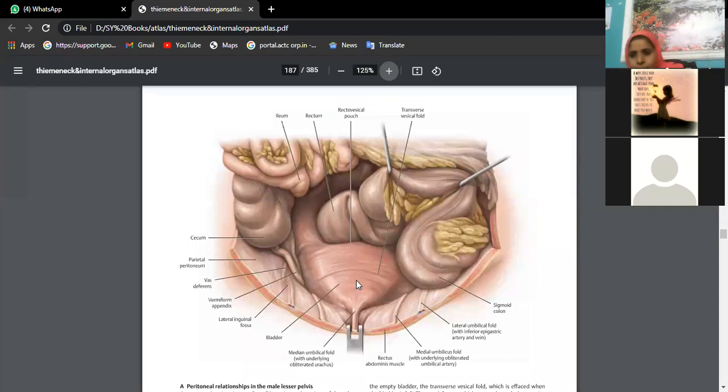Ritika? What is the name of this organ? Urinary bladder, ma'am? Ha, very good, urinary bladder.